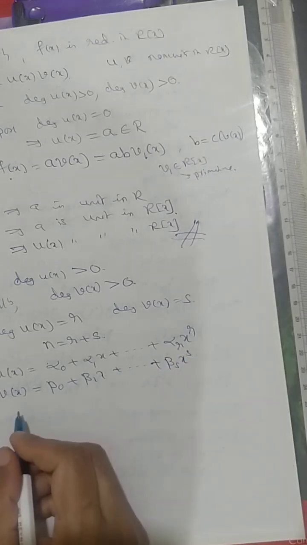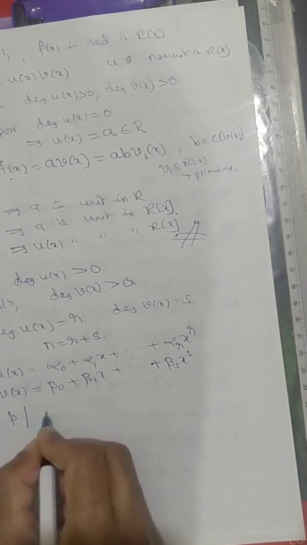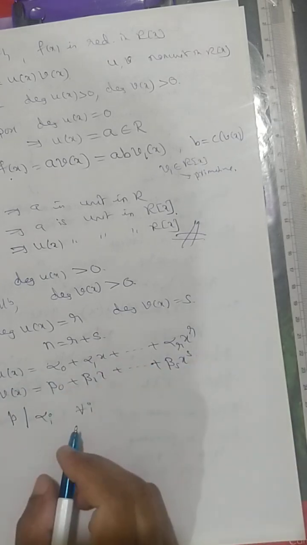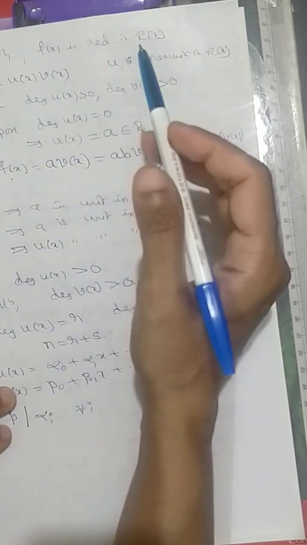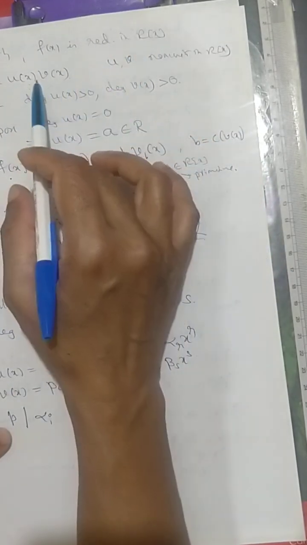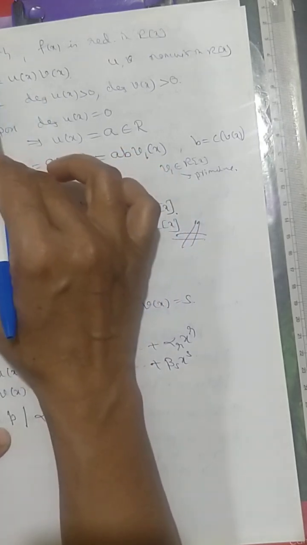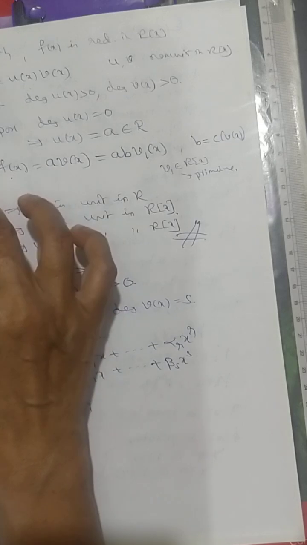Now if p divides each alpha i, then p divides, what is our u(x)? u(x) is this, and f(x) is equal to u times v here, right? So if p divides each alpha i, then p divides each coefficient of f(x), which is not possible because by hypothesis p doesn't divide a_n, right?